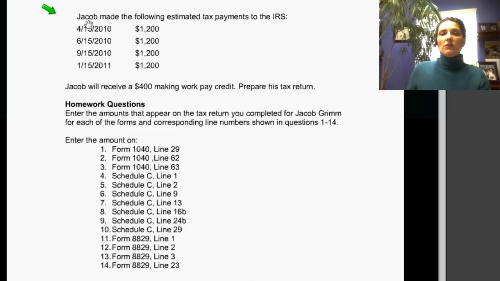Jacob also made the following estimated tax payments to IRS during the year, and he will receive a $400 Making Work Pay credit. You can see that this is a pretty complex homework assignment, but it's really the last tax return that we're going to have you prepare before you're going to be off and running with the final exam for this course. So really do put some concerted effort into pulling everything you've learned during this course together in the preparation of that tax return.